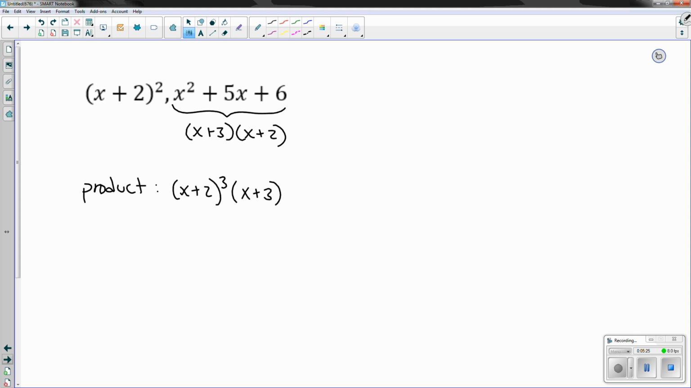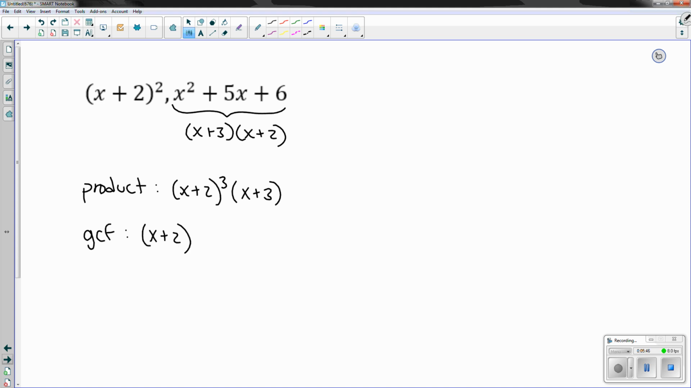I'm not expanding out these polynomials because, once again, we ultimately want to simplify a rational expression in the end, which would require me to refactor it. So I don't want to waste any time doing some unnecessary steps. So now the GCF: what's common amongst the two terms? x plus 2.